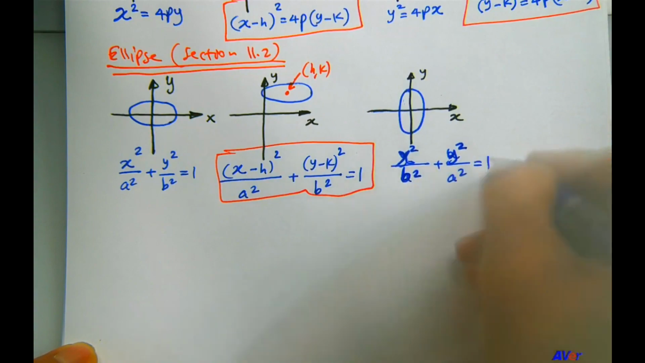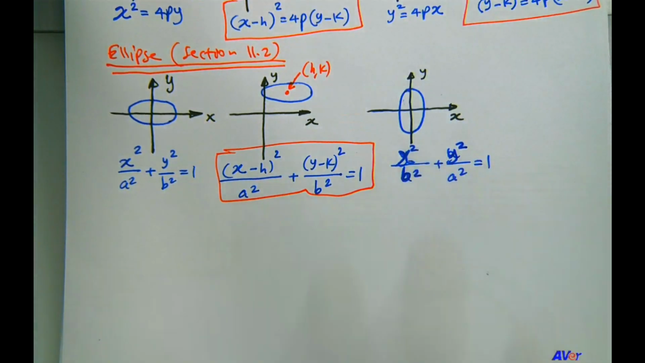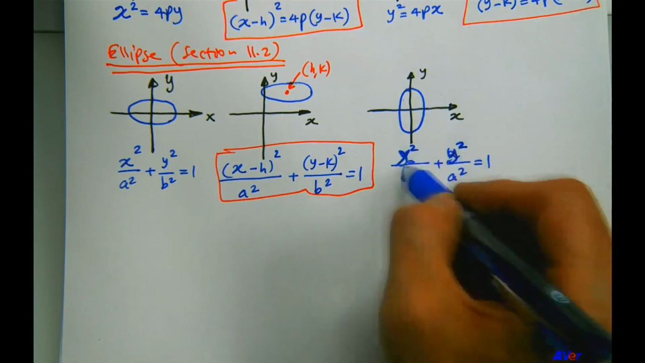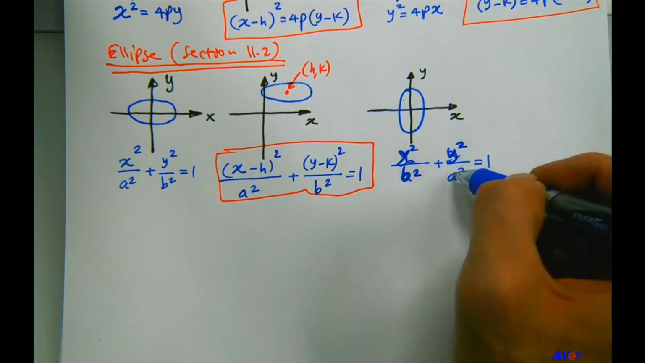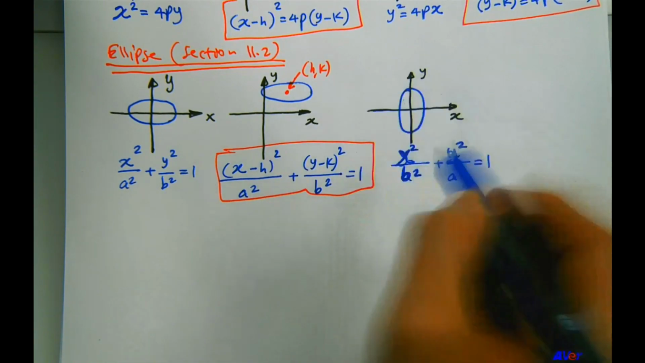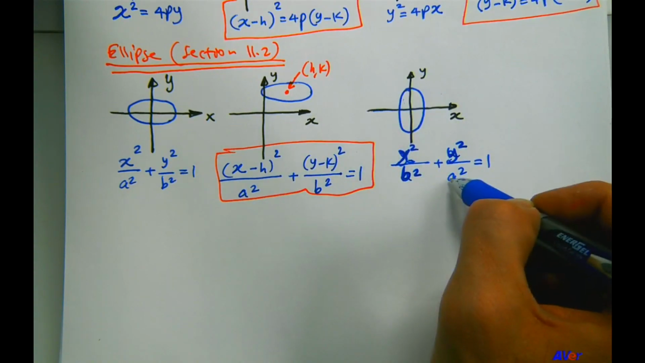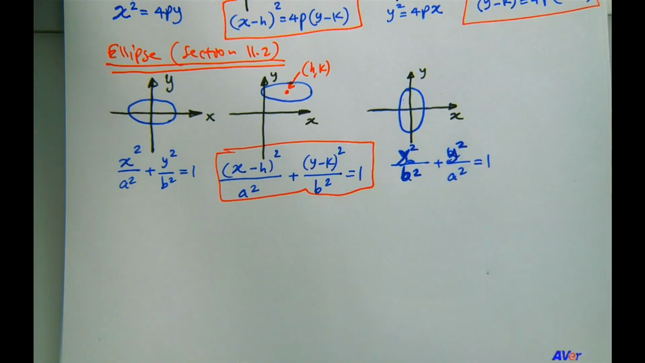So equals 1. I'm trying to be consistent with what your book shows, but you could put this on this side and say plus x squared over b squared, as long as you know that in this case the quantity associated with the major axis should be the denominator of the y squared term.